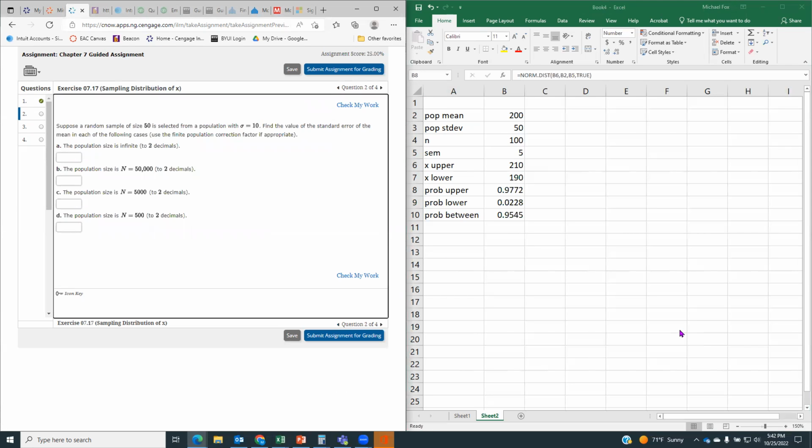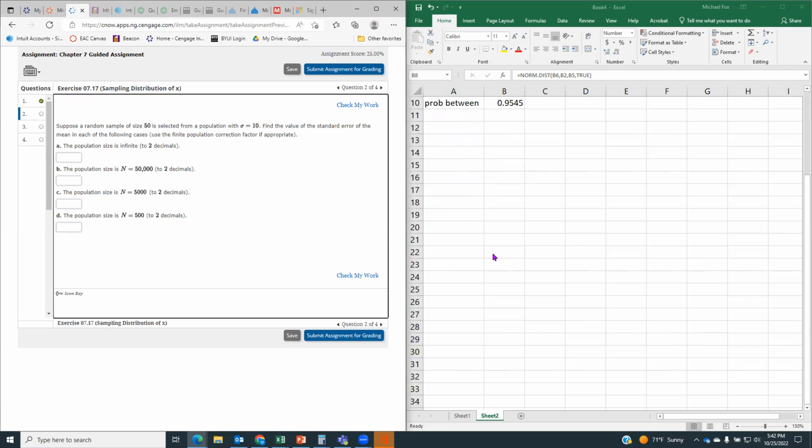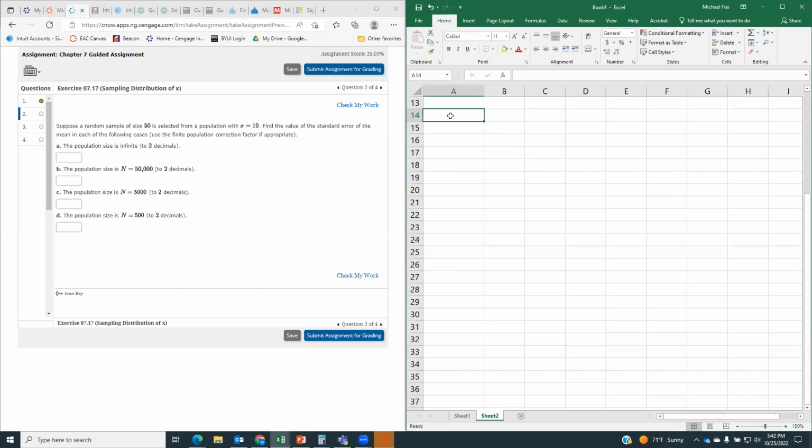says, suppose that a random sample of size 50 is selected from a population with a standard deviation of 10. Find the value of the standard error of the mean in each of the following cases. So really, again, start with what we know. We know sample size, n, is 50. And we know population standard deviation is 10. And then we can see down here that it's going to give us our population sizes, which is another indicator for population size is big N, okay? And in the case of this first one, big N is 50,000.